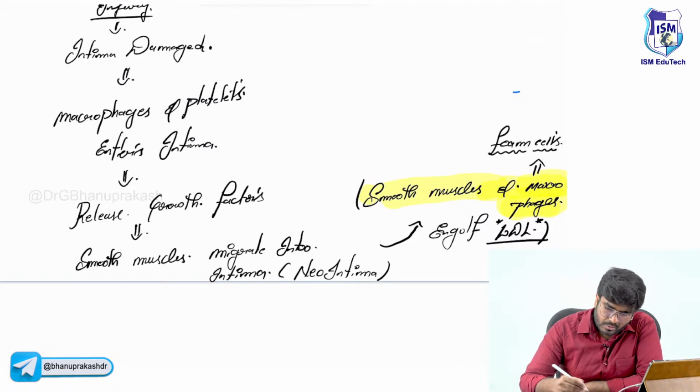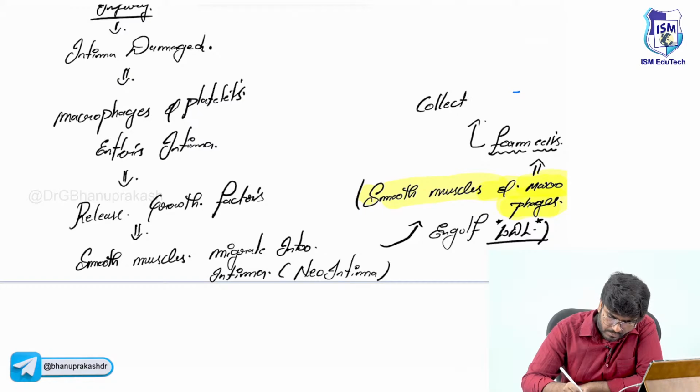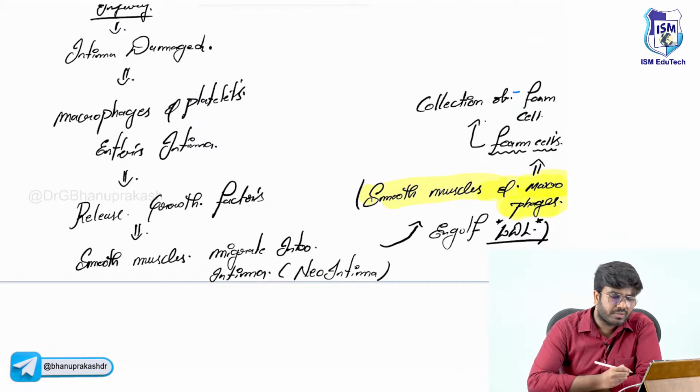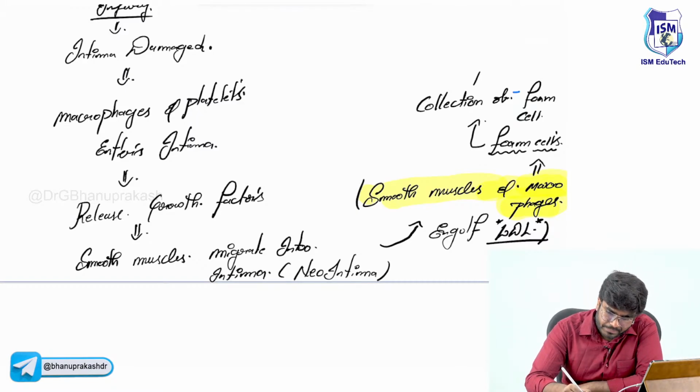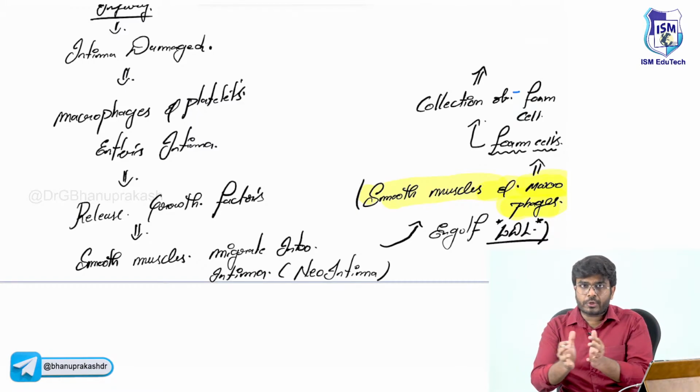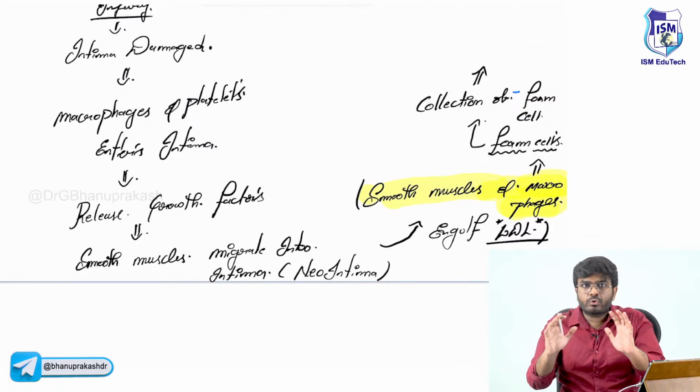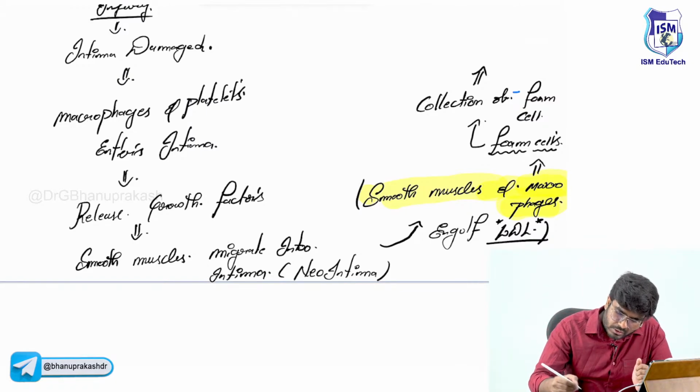Done, sir. Now with time the foam cells will start to accumulate. The collection of foam cells forms the fatty streak. Many macrophages and many smooth muscle cells are starting to accumulate. They are totally filled with cholesterol, sir. Now the collection of the foam cells forms the fatty streak.